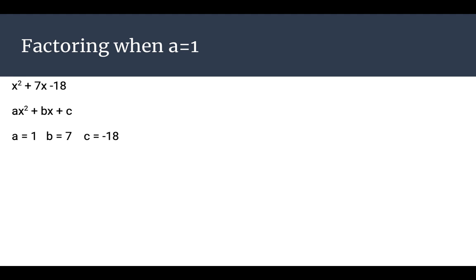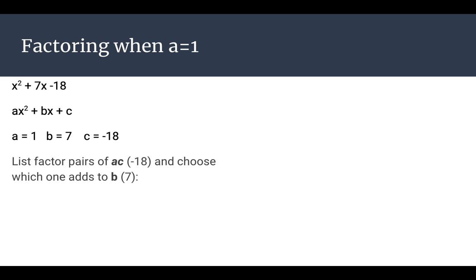So A in this case is 1, B is 7, and C is negative 18. So list the factor pairs of A times C. A times C is negative 18, and B is 7. So which of those factor pairs will add up to 7?